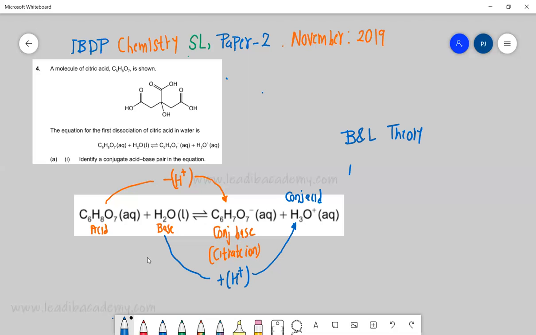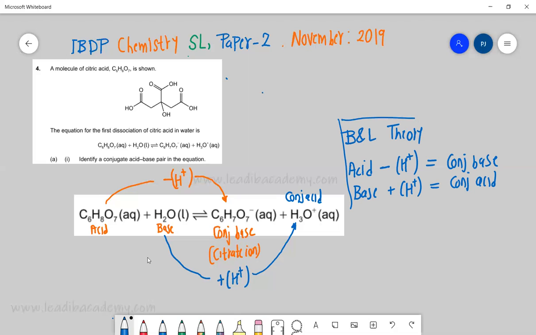So what we can learn: acid minus H plus is equal to conjugate base, and base plus H plus is equal to conjugate acid. Extremely simple concept. So you can easily do this one. We can define any pair out of this. Both are correct. Hope this is quite clear.